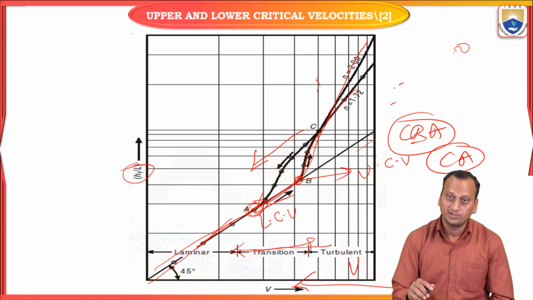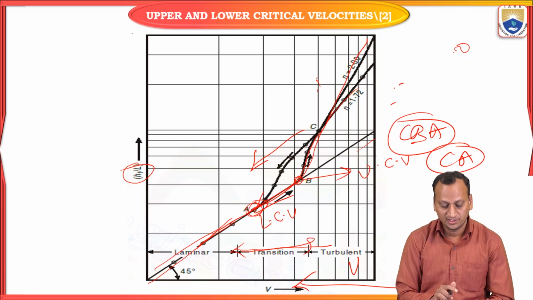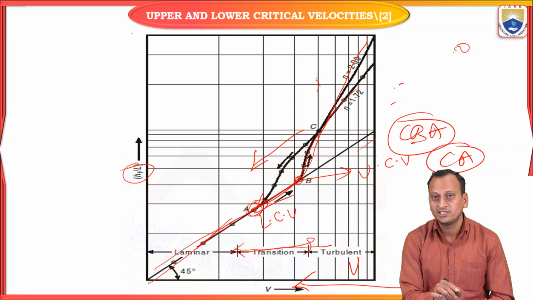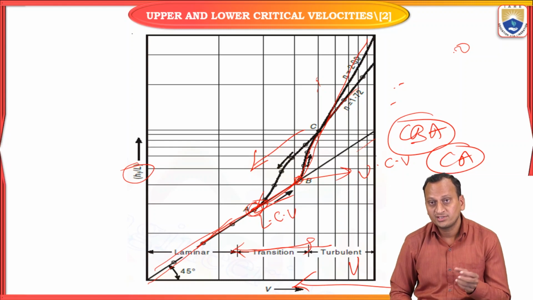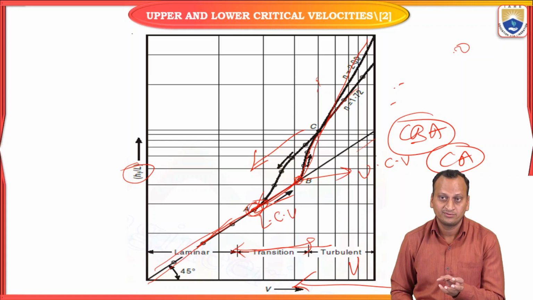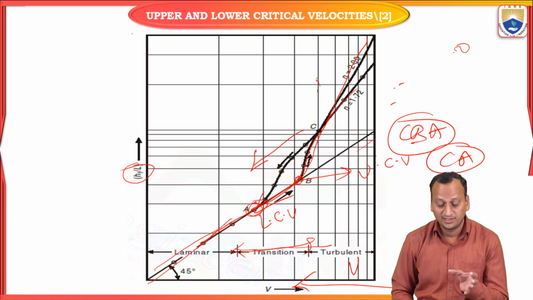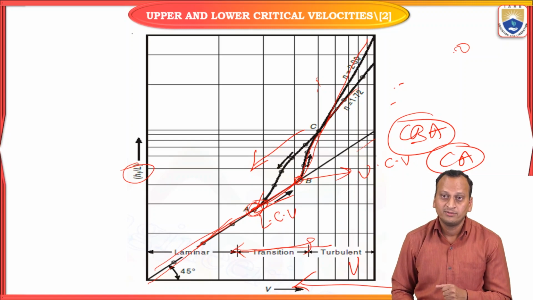But after B, it no longer follows the straight line. There is no directly proportional relationship between HF by L versus V. So this is based on the velocity, how the laminar flow and transition flow occur, and where in the transition the laminar flow gets into turbulent, we can observe.